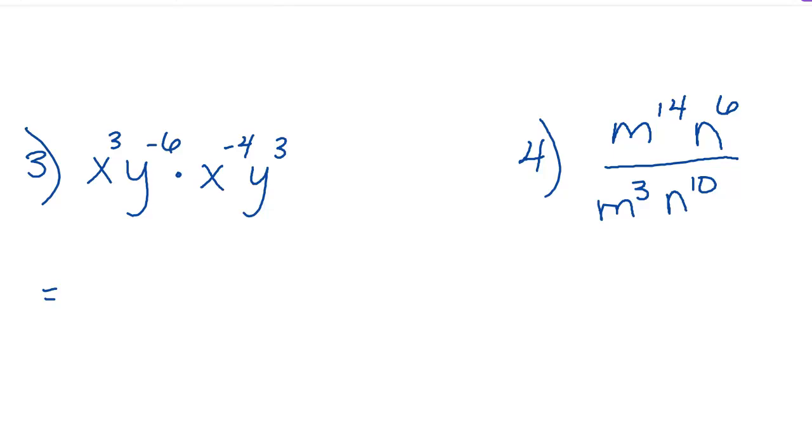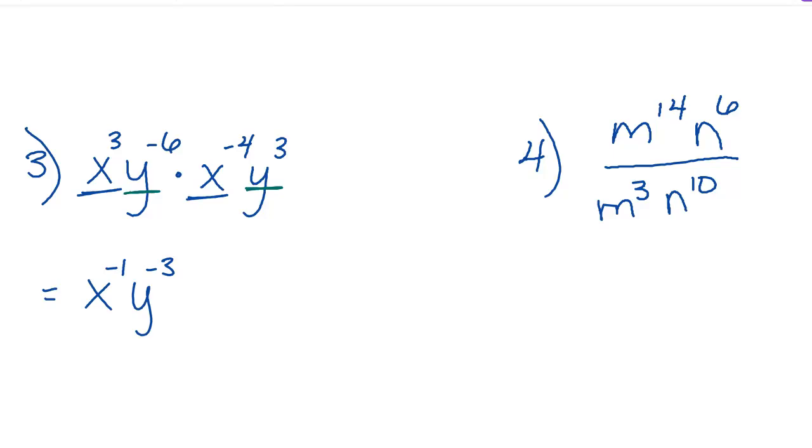So right here we're multiplying with our like bases, so we're going to add these exponents. With x, I'm going to have 3 plus negative 4. So we're going to end up with negative 1. Now we have our bases of y. In this one, we're going to take negative 6 plus 3. And we end up with negative 3 as our answer.